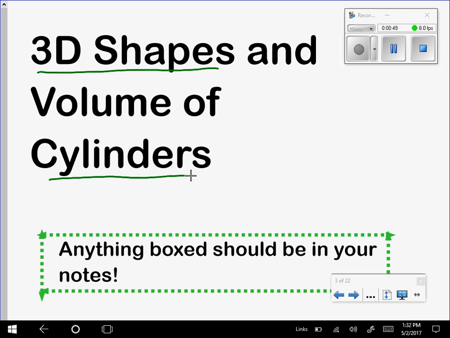I put in here anything that is boxed in this green dotted piece should be in your notes. So that's what we're looking for in your notes if you're still a little unclear about what needs to be in your notes. So let's get started.